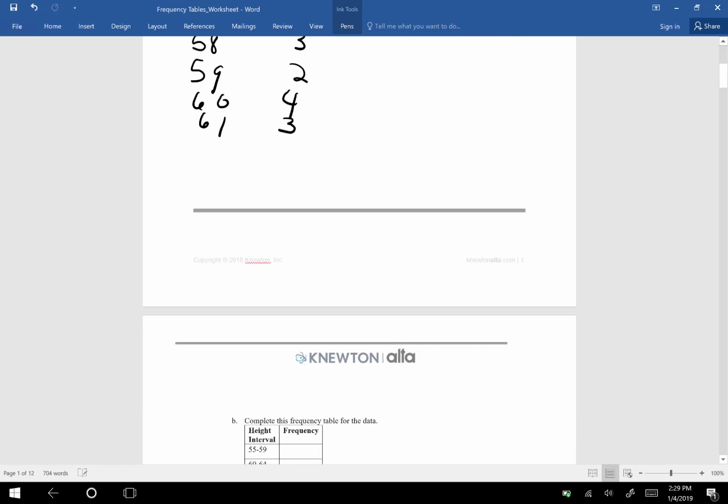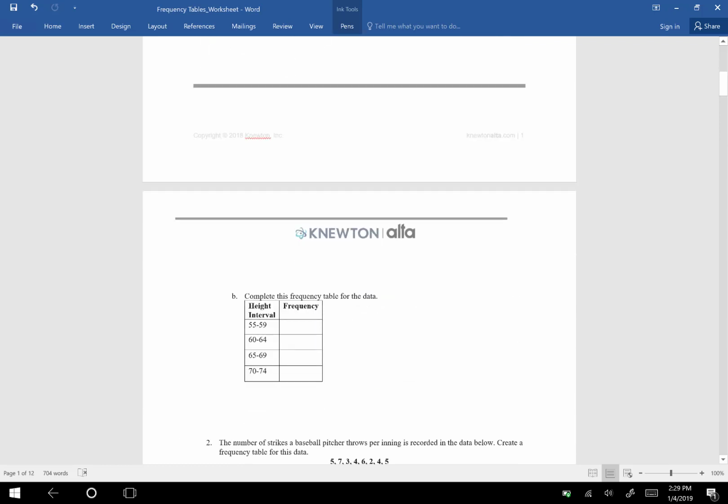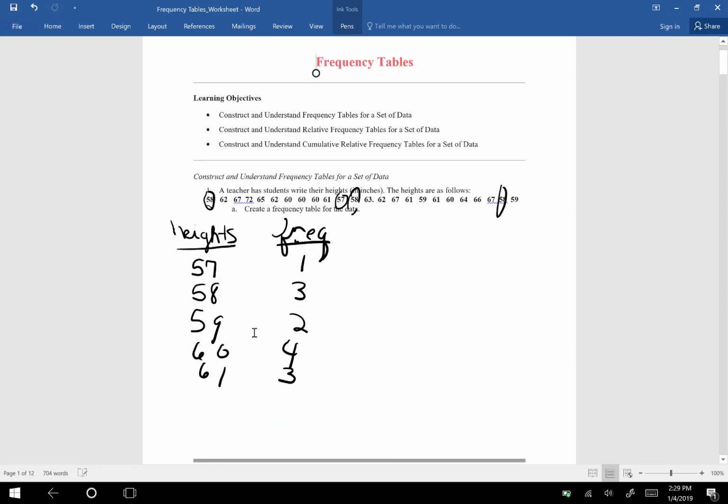A more convenient way to do a frequency table would be to create intervals. When we have this many data values, listing them all out doesn't really tell us a lot. What we're really looking for is, what is the data doing? Do most of the students have heights between 60 and 64 inches, between 55 and 65 inches? Where do they mostly occur?